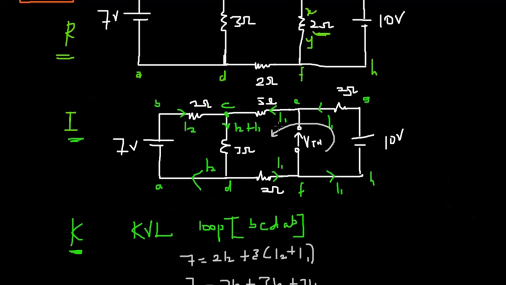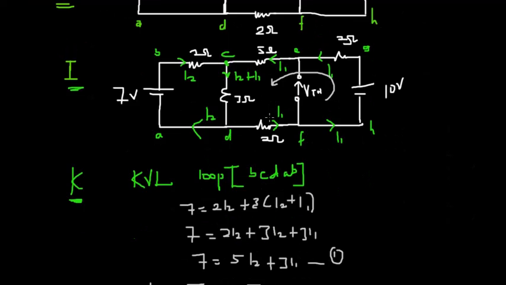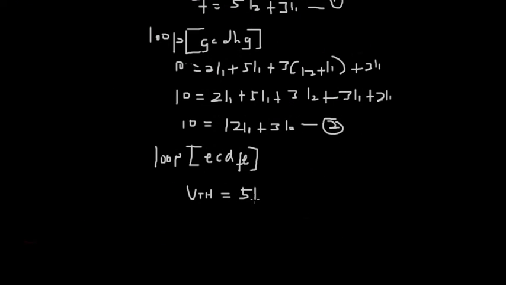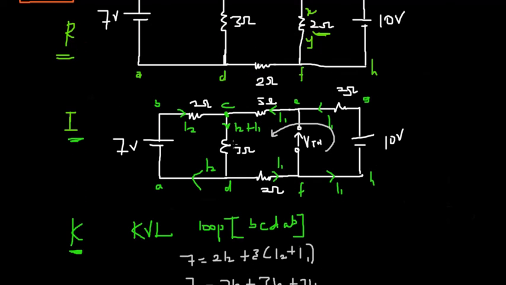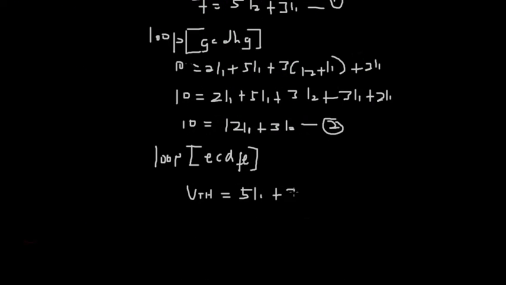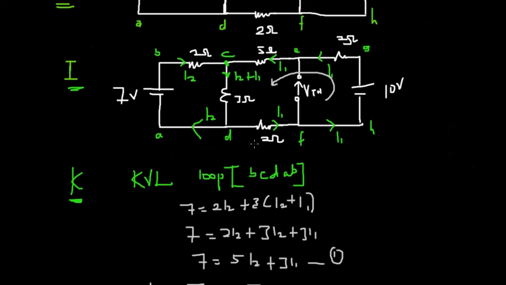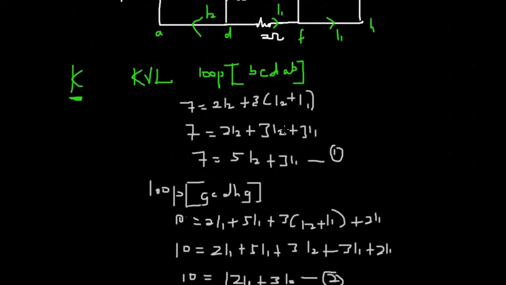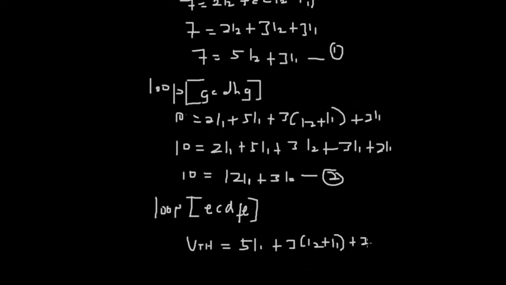And then we have 5 and I1 flowing in the same direction, so we have 5 I1. Then this 3 ohm also moving the same direction, so 3 times I2 plus I1. And then our 2 ohm with 2 I1. So when we simplify this further, we get our VTH to be equal to 10 I1 plus 3 I2. So this will be our equation 3.